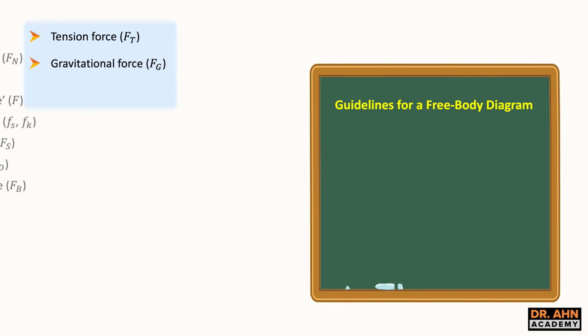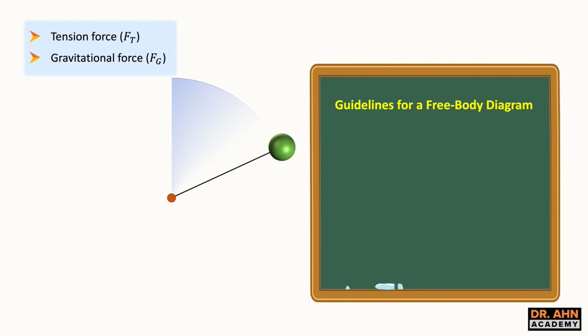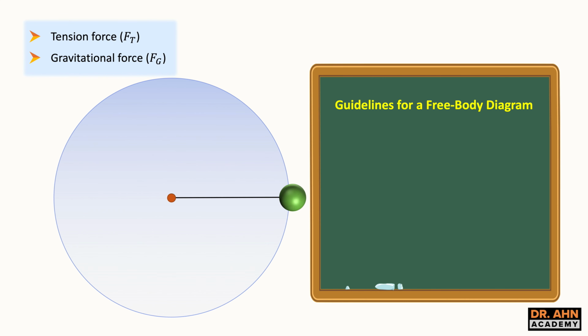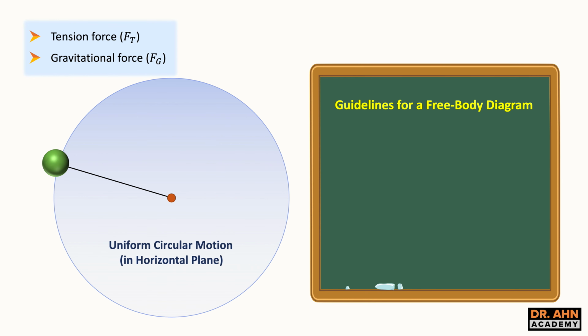and the gravitational force. When you are whirling a stone with a string attached, and when it's circling with a constant speed, we call this motion uniform circular motion. In this specific problem, this circular motion is in the horizontal plane. Well, first thing is draw the object with either a circle or a rectangle, right? Here it's already drawn with a circle.